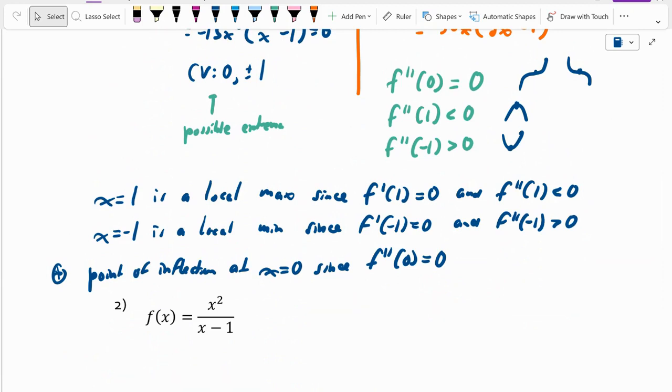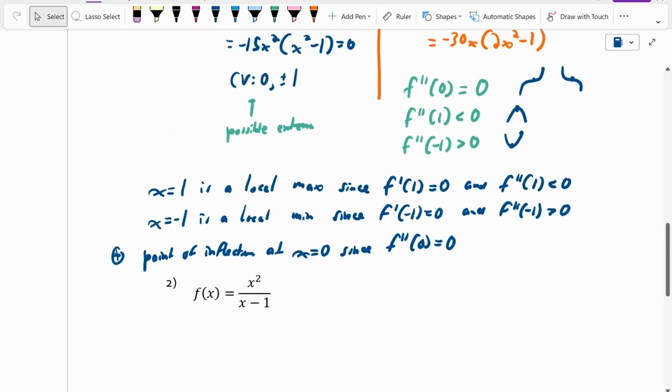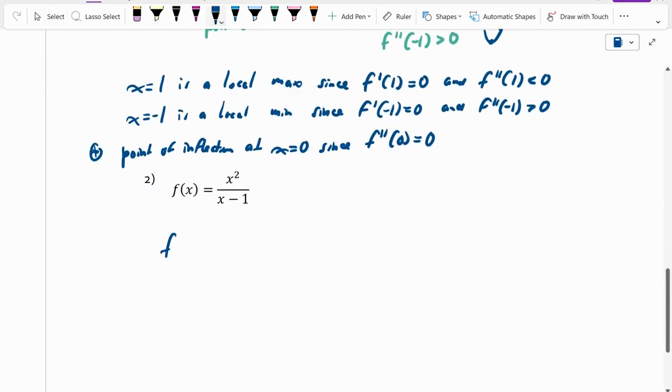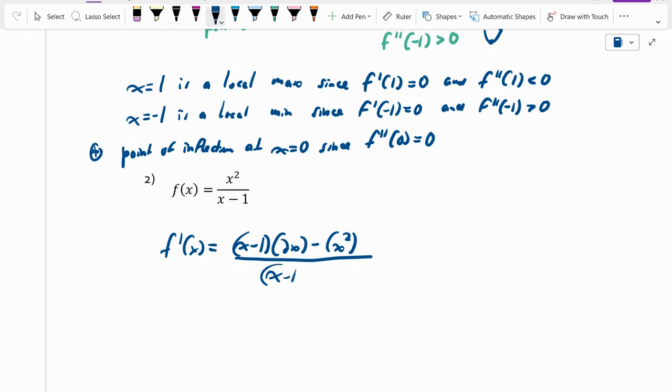Okay, now if we do this on the second one, let's look at f prime of x equals, we'll go low d high minus high d low, which is 1, over low low. And if I factor, I get an x out of the numerator, leaving me with an x, then a 2x minus 2 minus an x squared. And that's all over x minus 1 squared.